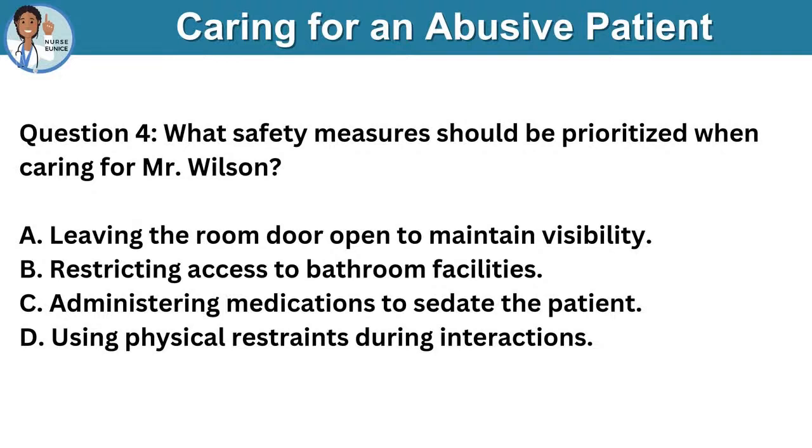Question number 4. What safety measures should be prioritized when caring for Mr. Wilson? A. Leaving the room door open to maintain visibility. B. Restricting access to bathroom facilities. C. Administering medications to sedate the patient. Or D. Using physical restraints during interactions. Right now, he hasn't hit anybody. What is the best response?